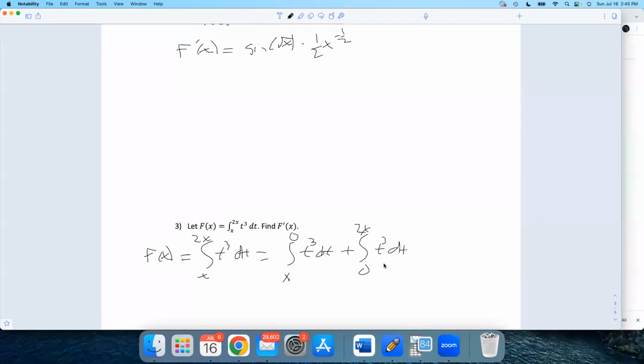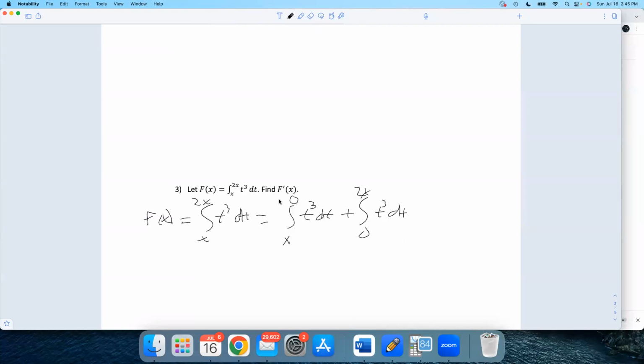Why 0? I literally just picked a number. I could have used any number at all. I could have picked 7. Now, what if 0 is not between x and 2x? It doesn't matter. Remember, we already learned that the integral from a to b of f of x dx is the integral from a to c plus the integral from c to b, f of x dx.